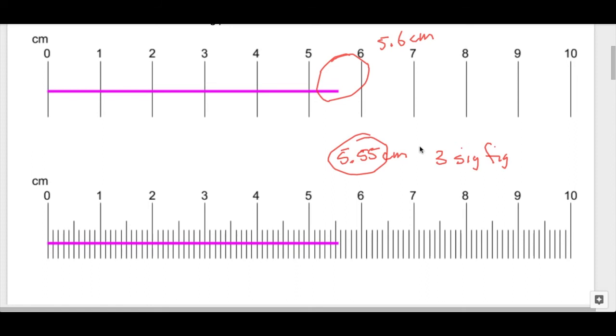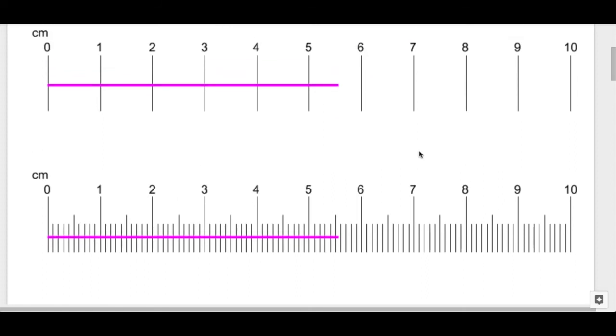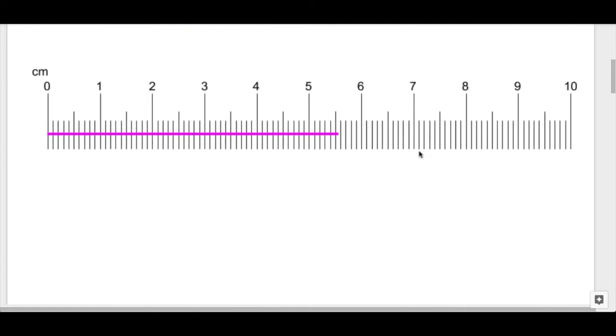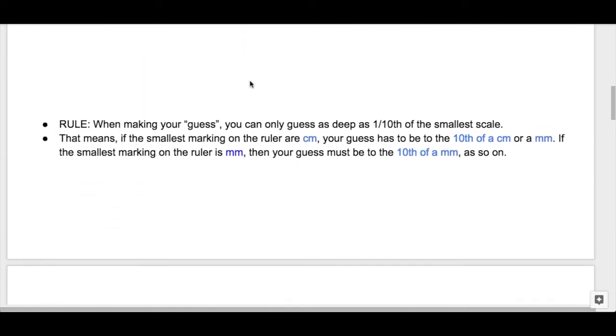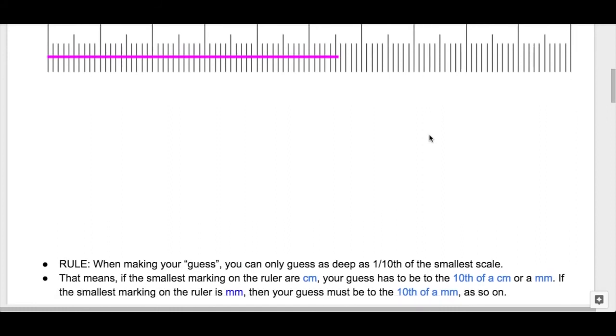So as you can see, this lower quality instrument produced only 2 significant figures, where the higher quality instrument produced 3 significant figures. Before we go on to more examples, let's summarize this rule. So the rule, when making your guess, you can only guess as deep as 1/10 of the smallest scale. So that means, in this particular case, that 1/10 of the smallest scale means 1/10 of this gap right in here. So only 1/10 of that gap.